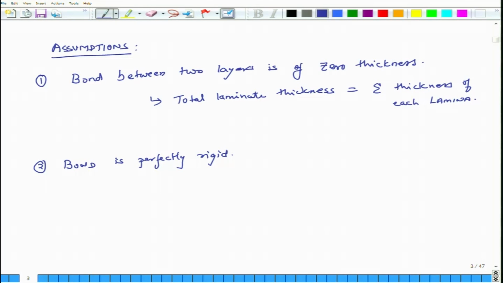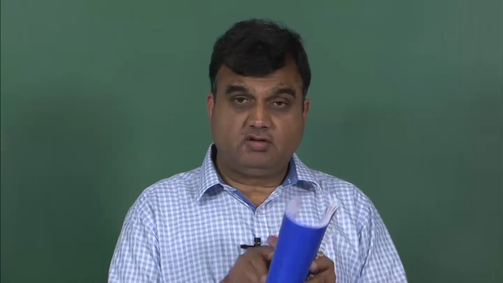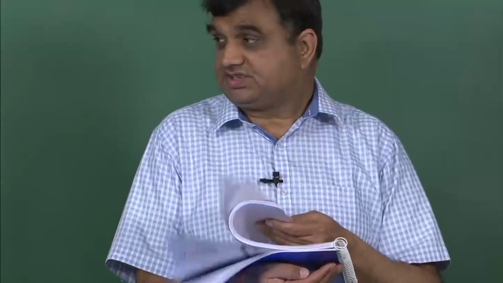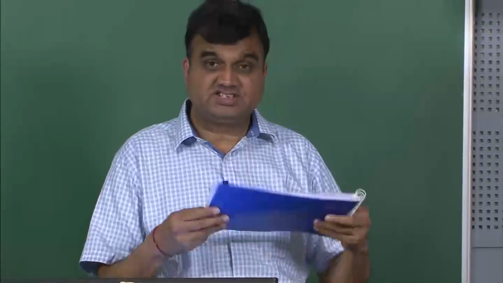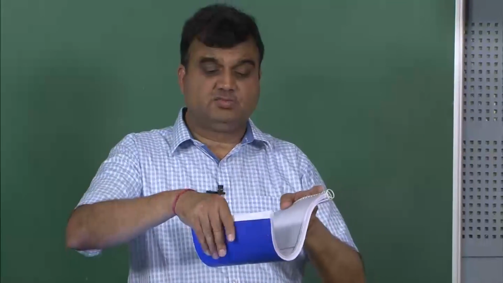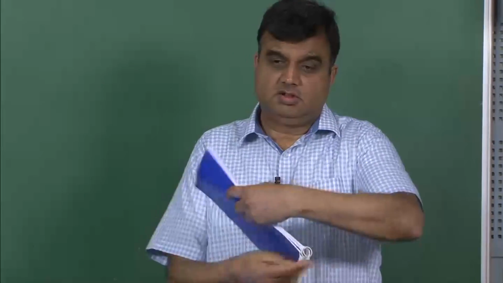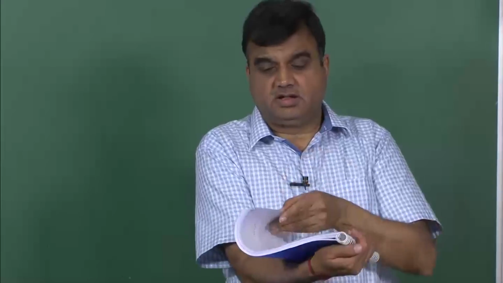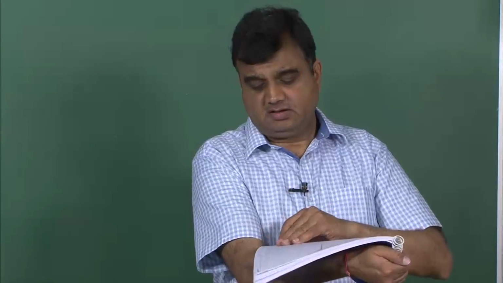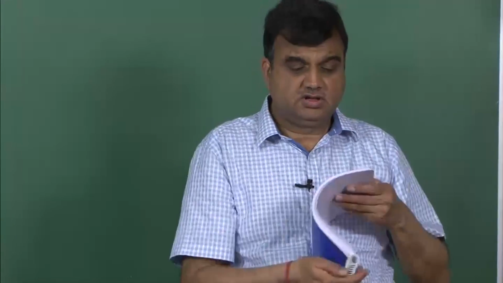So, the second assumption, as I mentioned, is that the bond between two adjacent layers is perfectly rigid. Now, that has a very significant implication. Consider this book, and assume that each of these pages is an individual layer or a lamina. If the bond was non-existent, then as I bend this book, one layer slides on top of the adjacent layer. As I bend it, page number 1 slides on page number 2, page number 2 slides on page number 3, and so on and so forth.